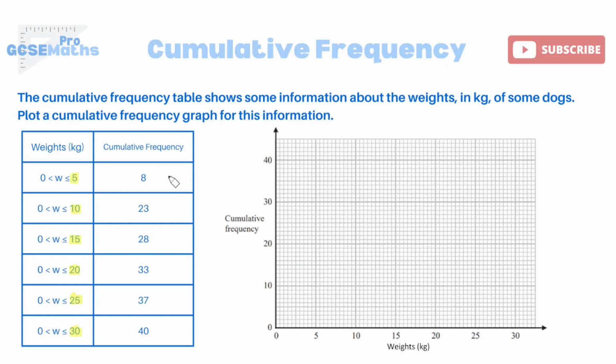So for example, our first one is going to be plotted at the coordinates 5, 8. So come 5 along and then 8 up. Obviously, always check the scale of your graph. The next one is going to be plotted at 10, 23. So 10 along, 23 up, and so on. You can kind of get the point. So the next one will be at 15 across and 28 up. The next one will be 20 across and 33 up.